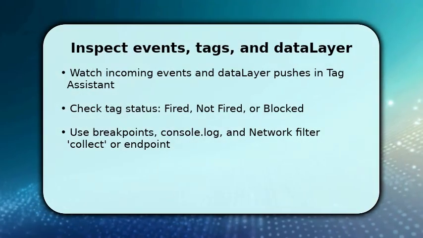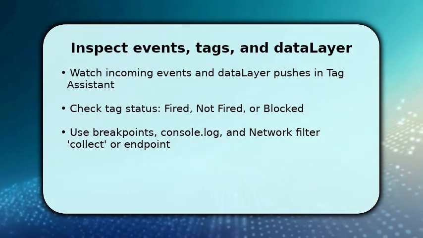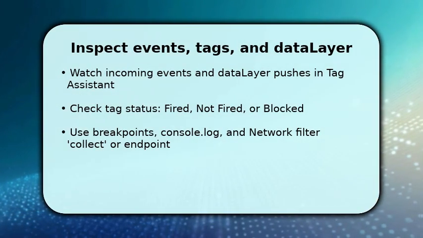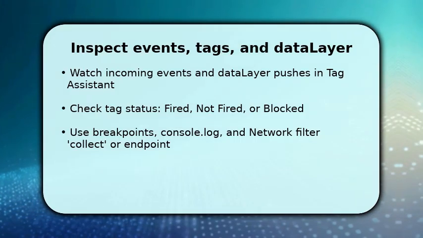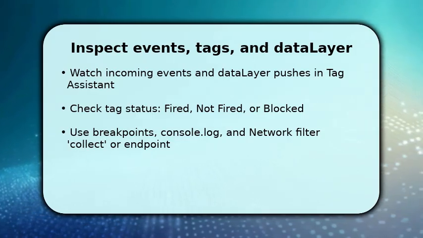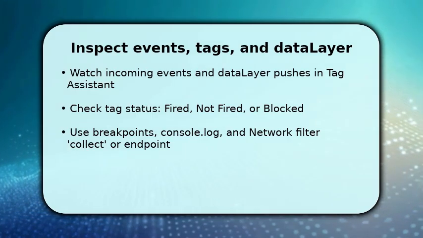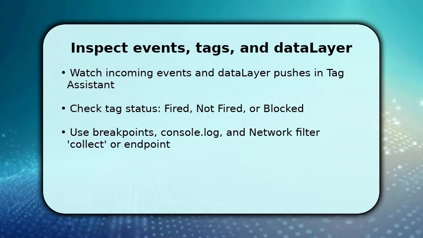Now focus on the complex middle steps. Reproduce the user path that should trigger tags while watching Tag Assistant for events and data layer pushes so you can map triggers to data. For each event, confirm tag status, fired, not fired, or blocked, and inspect trigger conditions and variables.